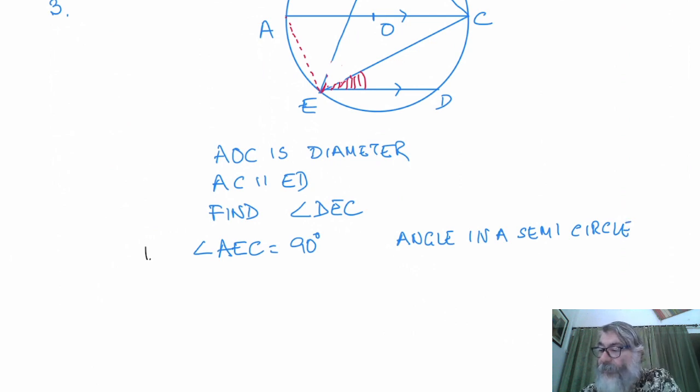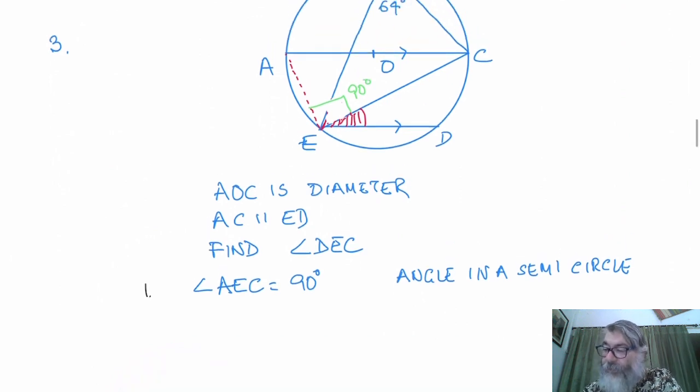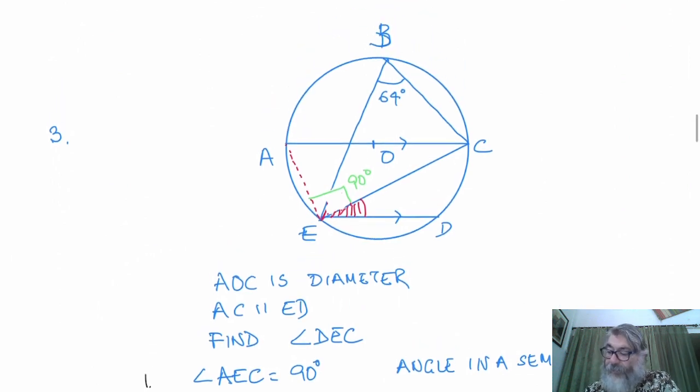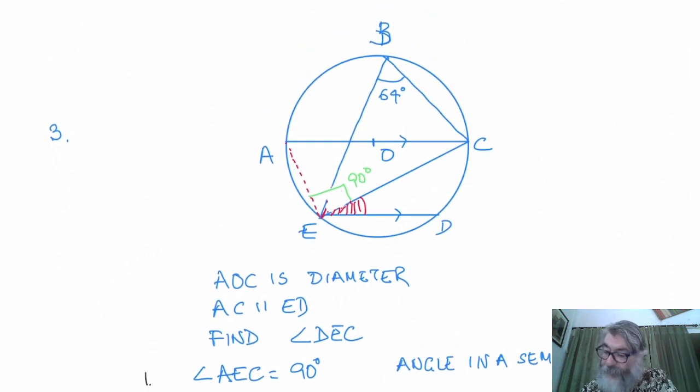Let me write it down in a different color, not red, green. This angle is 90 degrees. Now if this angle is 90 degrees, what is the next step? I would say that angle EAC will be 64. Angle EAC will be equal to angle EBC, 64 degrees, same segment.